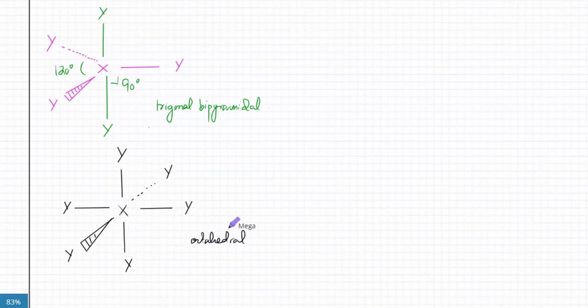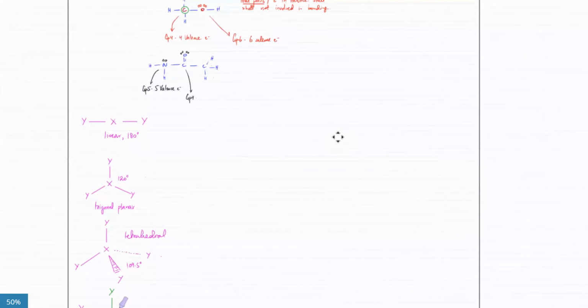And in that case, all the angles are going to be 90 degrees. So that is what an octahedral shape would look like. So you've got these 5 or 6 basic shapes.